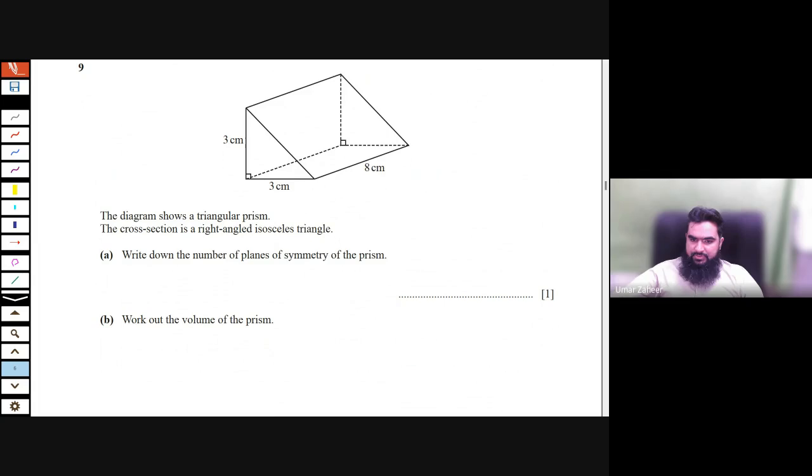Now we have the next question, number 9. The diagram shows a triangular prism. The cross section is a right angle isosceles triangle. Write down the number of planes of symmetry of the prism. We have to tell the planes of symmetry. It is an isosceles triangle.